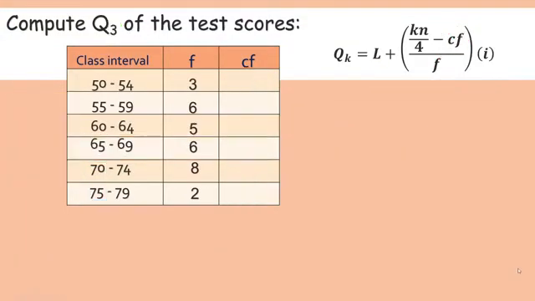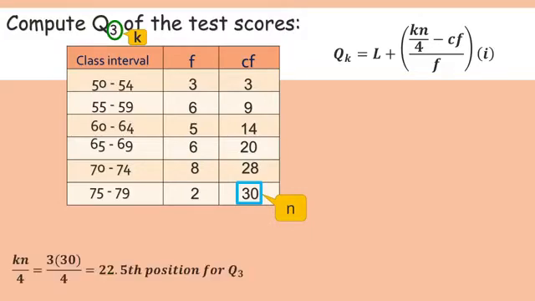Let's go to the third quartile now. It's the same CF: 3, 9, 14, 20, 28, and 30. But the value of K is 3. And you have an N that is 30. Still the same. But using the formula Kn over 4, the result now is 22.5. So what is the first number there in the CF column that is greater than or equal to 22.5? 28. So this will tell you that the location of quartile 3 is here.